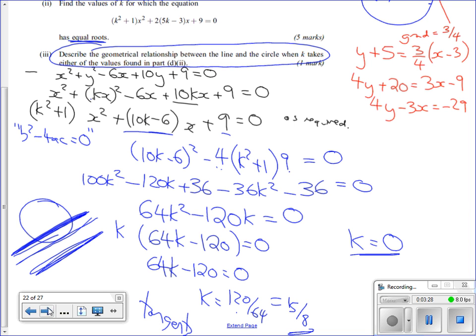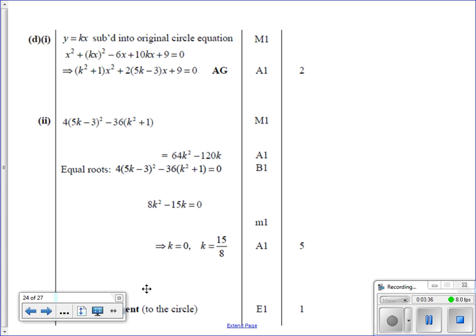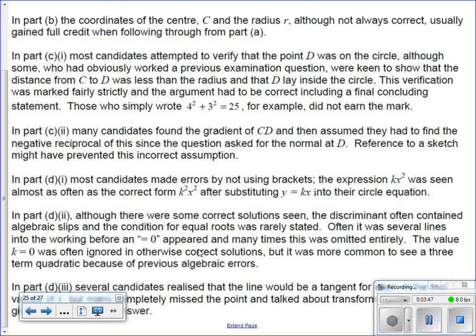And let's see what the mark scheme says. We did that part earlier. Here's the long bit there. It says they're tangents. They actually divided by 4 earlier, so I divided by 8 at the very end. And lots. It is the last question, so it's supposed to be tough. Hope those help.